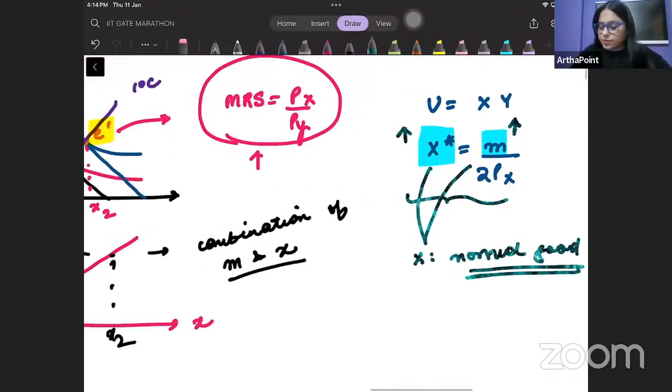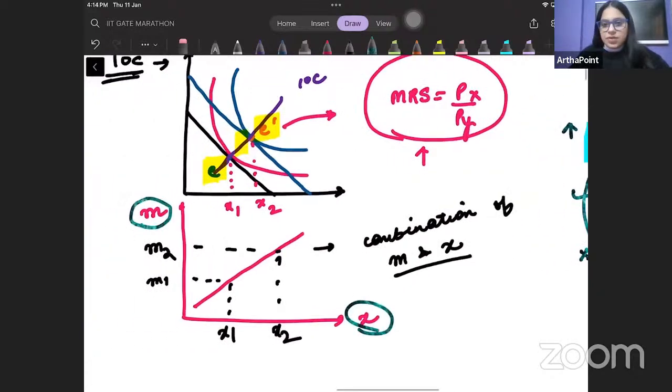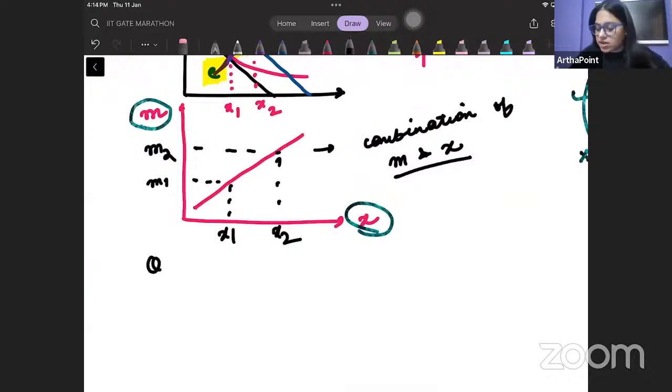Achha, now just think about it. Suppose I have income here and I have X here. And question में वो पूछ लेते हैं in exam that find the slope of Engel curve.